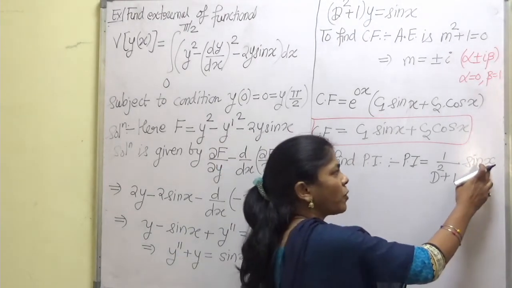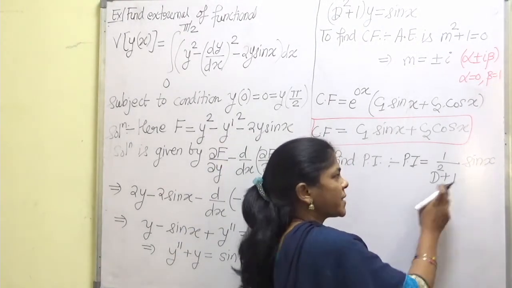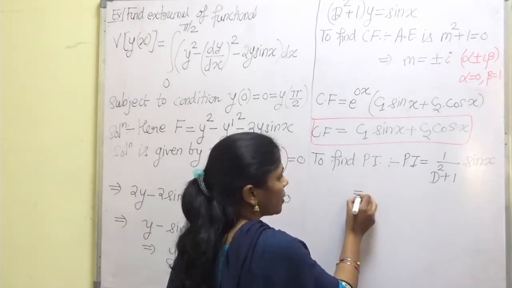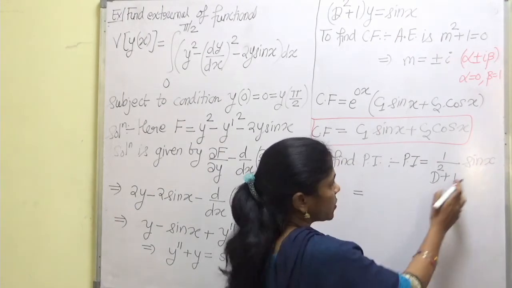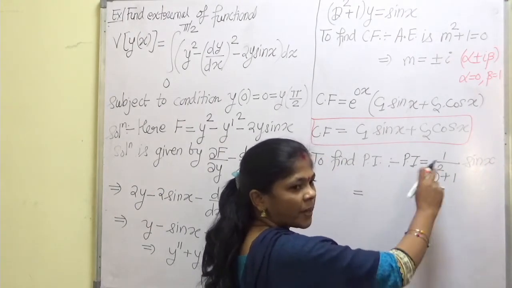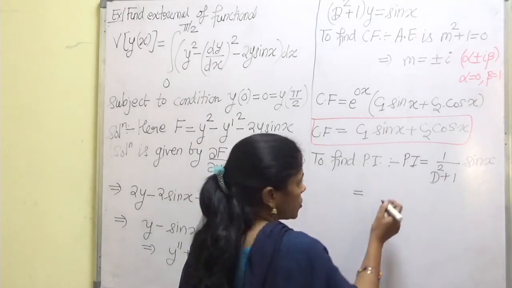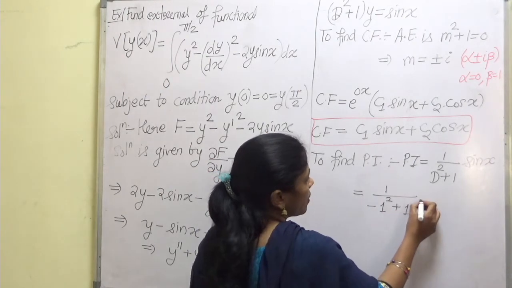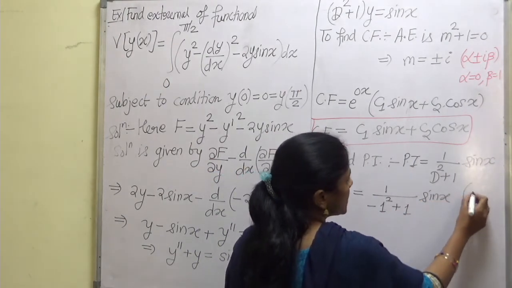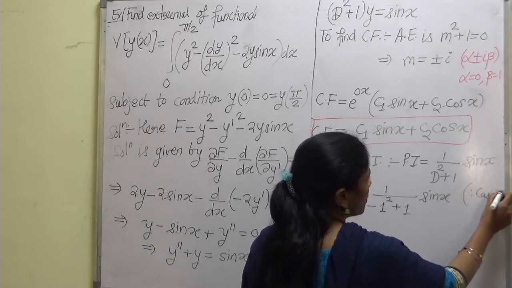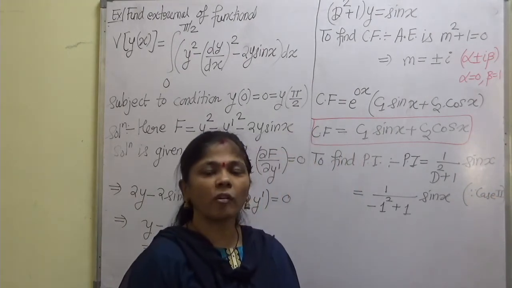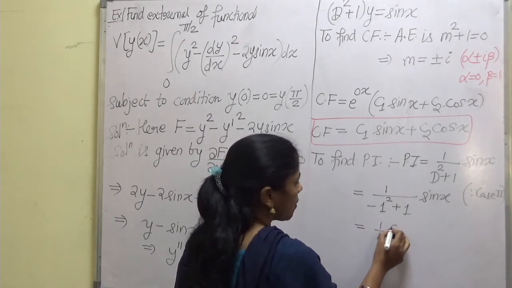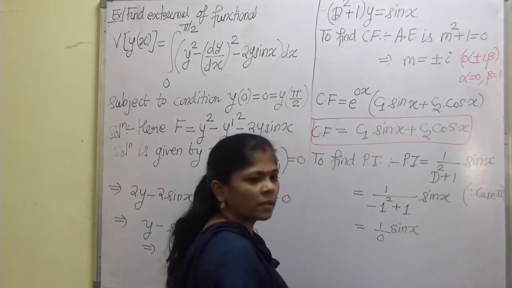So just identify the coefficient of x over here and replace D square by the square of that coefficient with a negative sign. The coefficient of x is what? 1. So replace D square by 1 square and just attach the minus sign. So what we have is 1 upon minus 1 square plus 1 operating on sin x, since case 2 of the PI for an ordinary differential equation. Now this reduces to what? 0, isn't it? So the case fails.